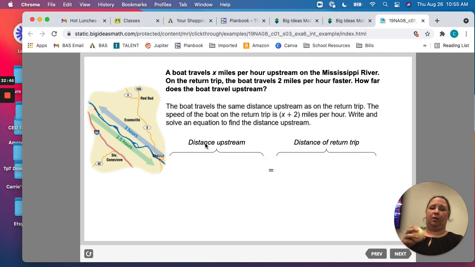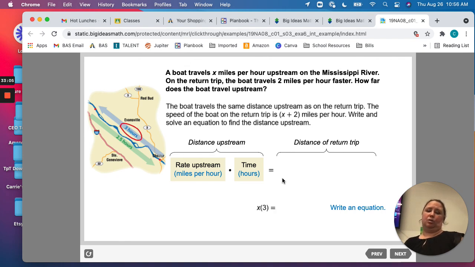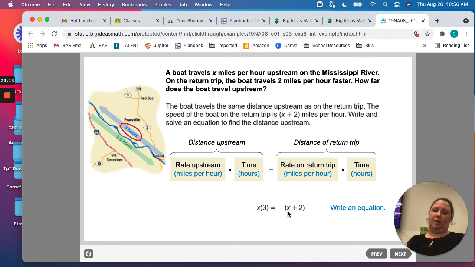So now we're going to write our equation. The distance upstream is the rate that we go upstream times how long it took us. You don't have to write this part unless it would help you. Please write it. The distance of the return trip is the rate downstream times the time. Oh, it went ahead and showed you. The rate upstream was x times 3 because it took us 3 hours. So the return trip is x plus 2, and then how long was it? What's in the green? 2.5 hours. So you'd multiply times 2.5.